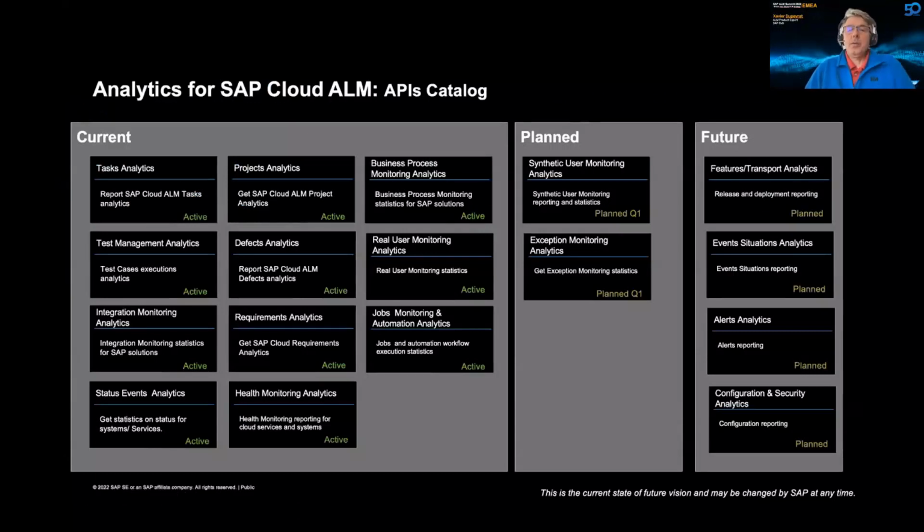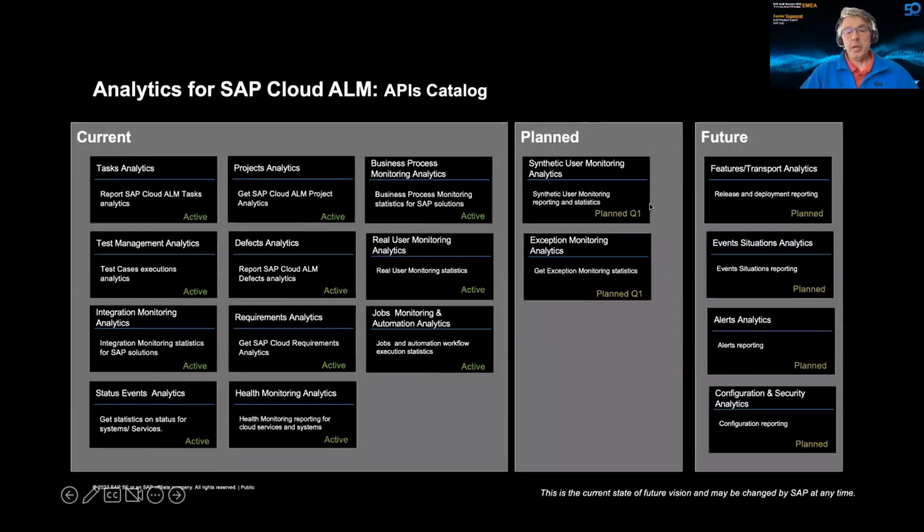This is actually the catalog that we are building for analytics content. It refers to what I was calling data providers. This is the catalog of data providers, or analytics content, that you can get out of SAP Cloud ALM via an API now. We have task, projects, test management, defects, and requirements. All these are for the build part. And for the run part, we have BPMon, business process monitoring analytics, real user monitoring, job monitoring, health monitoring, integration monitoring, and the status events analytics. This is actually available in your current SAP Cloud ALM tenant.